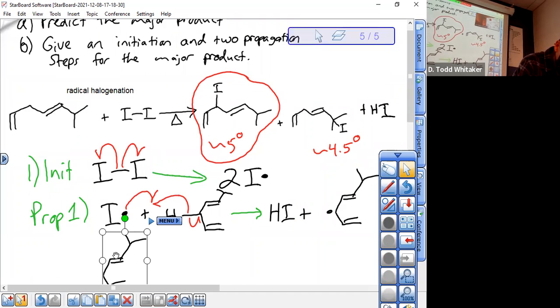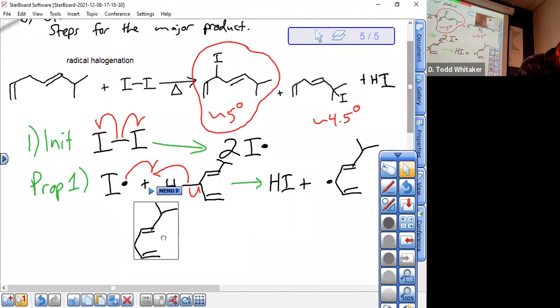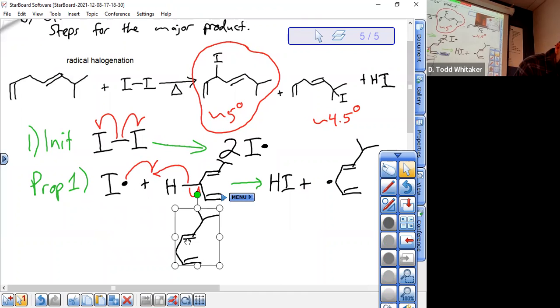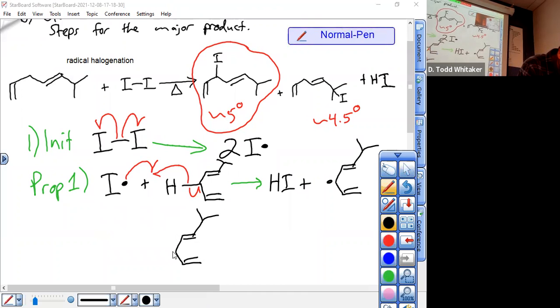Oh, didn't grab the radical for it, huh? Did you rotate the molecule? I did indeed. He asked if I rotated the molecule, and my answer was, yes, I did indeed. It is the same molecule.